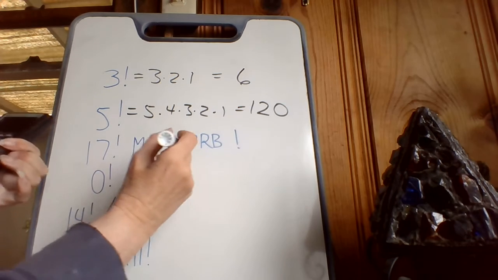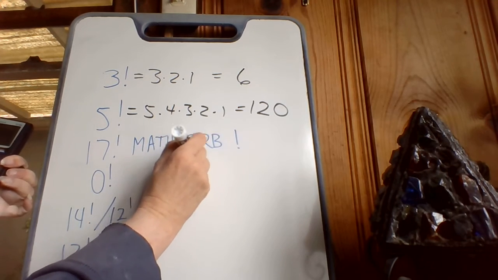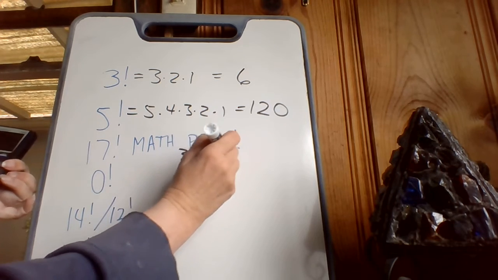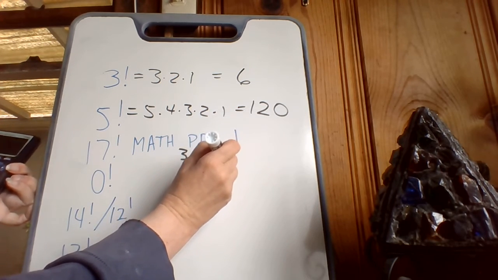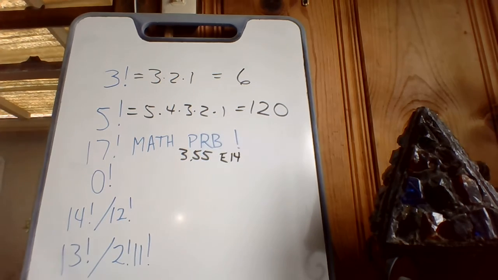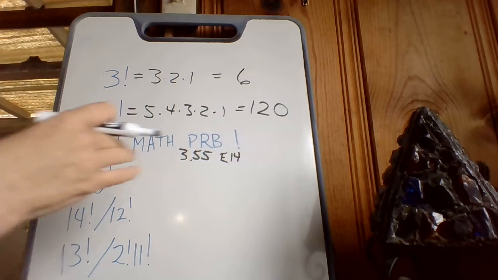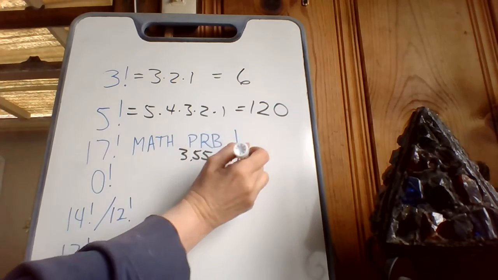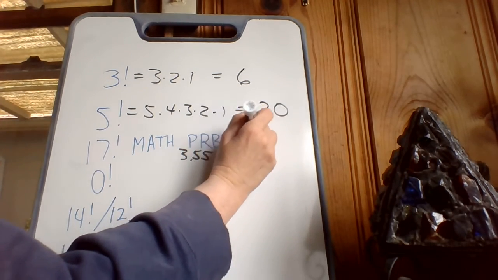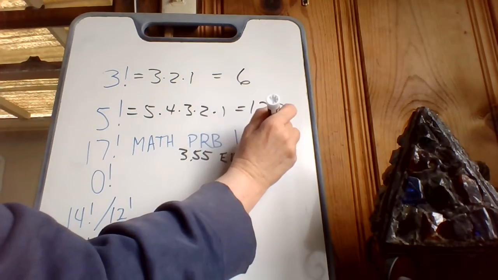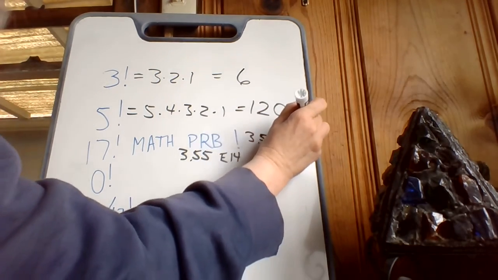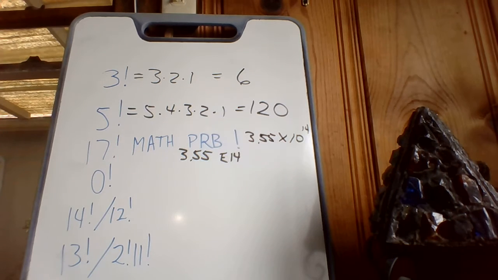And it says 3.55 something, something, something. And then it says E14. Obviously the answer is not 3.5. That doesn't make any sense if I start multiplying by 17 and stuff. So this is scientific notation. This means 3.55 times 10 to the 14th power. So that's like trillions maybe? 350 trillion, something like that. Anyway, it's a huge number.